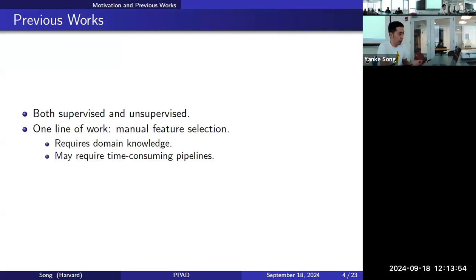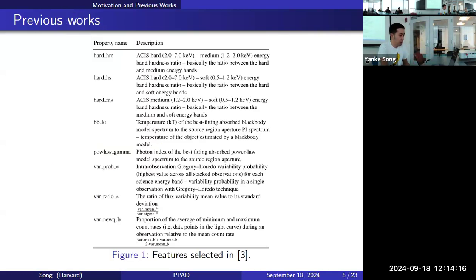For both supervised and unsupervised, one line of work does the learning by creating some manual features. These manual features often require domain knowledge, which I'm sure most of the people here have more than me. They also might require some time-consuming pipelines, and sometimes more than one. Here I'm taking a screenshot of the features selected from one of the previous papers.